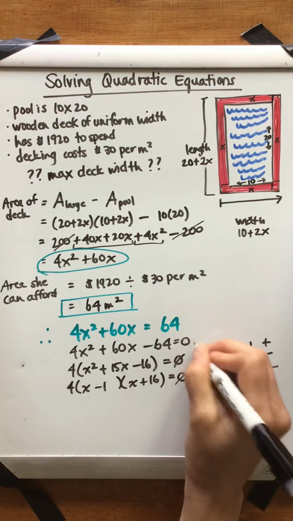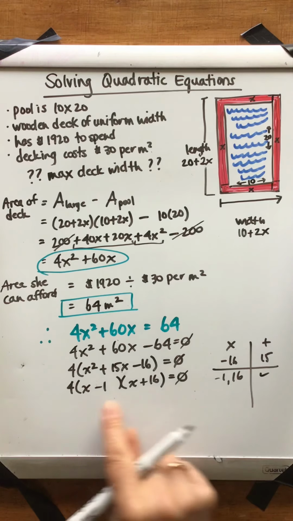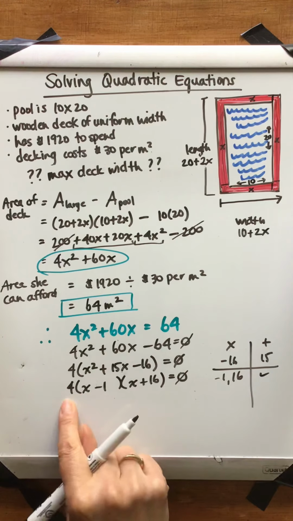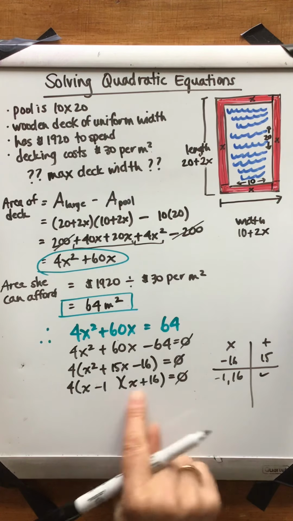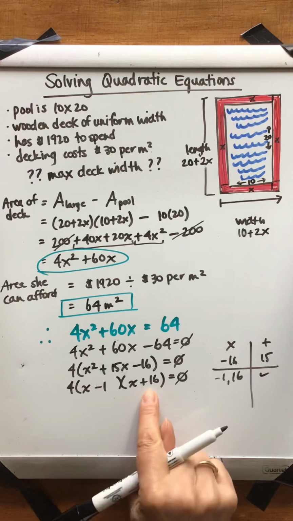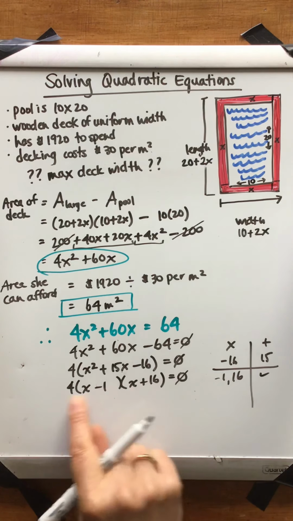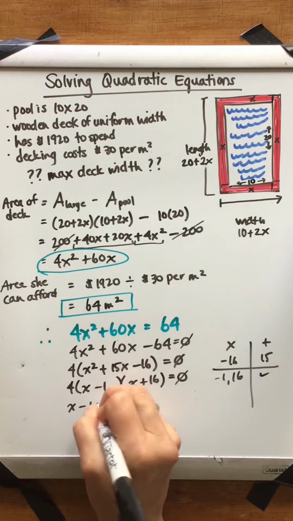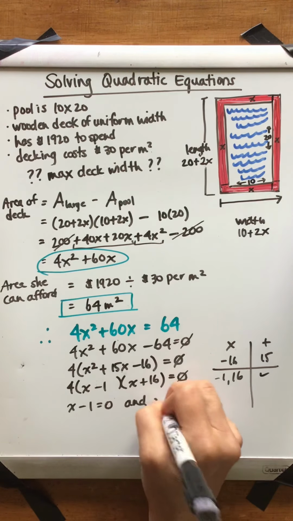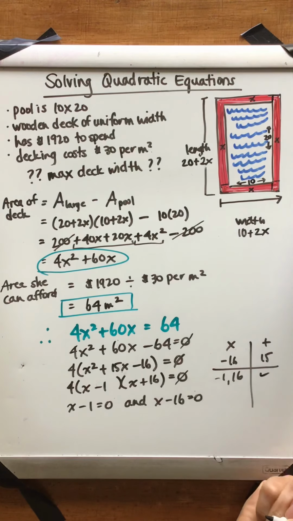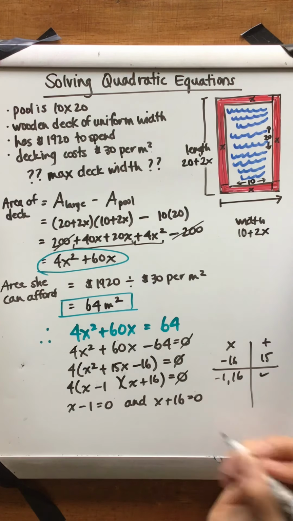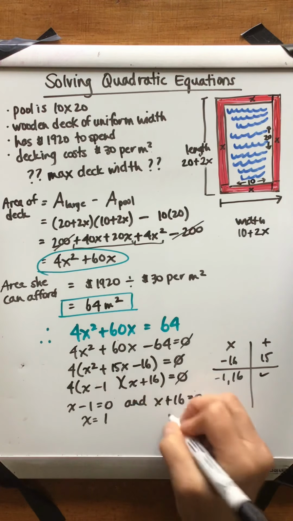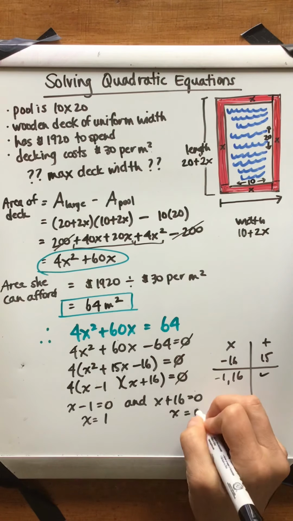Now, in order for the left-hand side to equal 0, well, 4 isn't going to change, it's a constant, but if this were equal to 0, 4 times 0 right away makes this side 0, and it doesn't matter what this is. In a similar fashion, if this term is 0 and it gets multiplied by anything else, the whole left side is going to be 0. So from here I can say x minus 1 is 0 and x minus 16 is 0. Or sorry, plus 16, there we go. If I solve for x, or for the roots, I get x is 1 and x is negative 16.